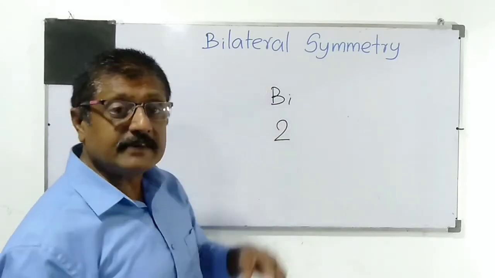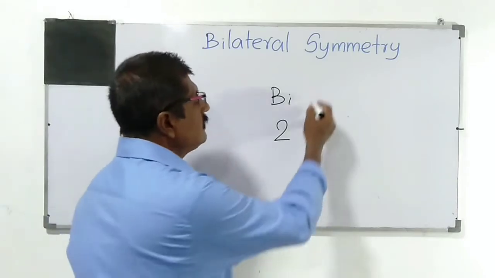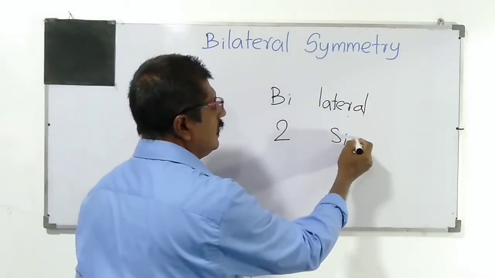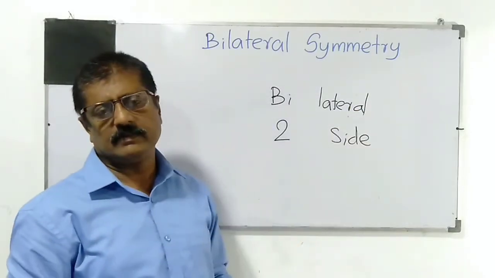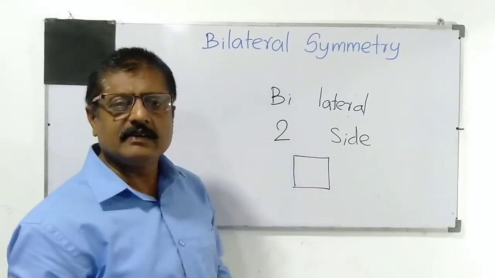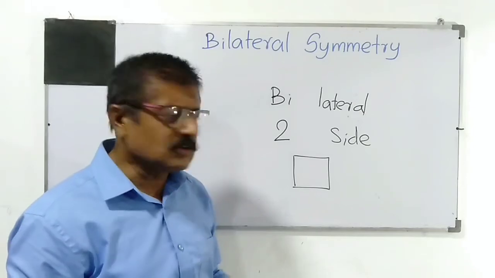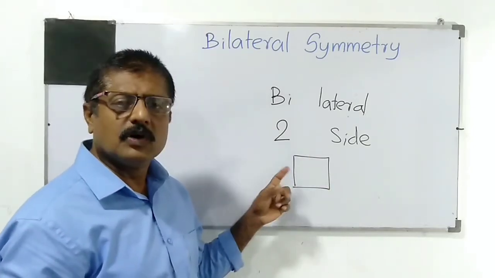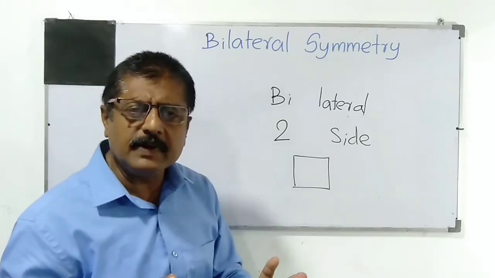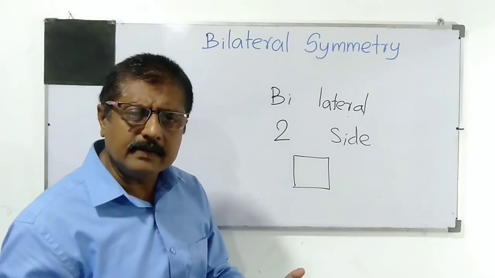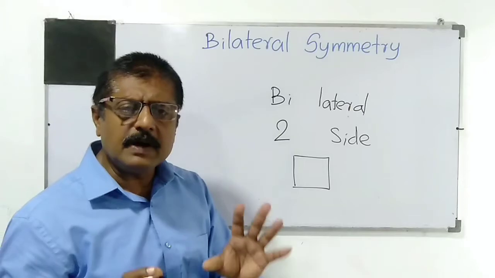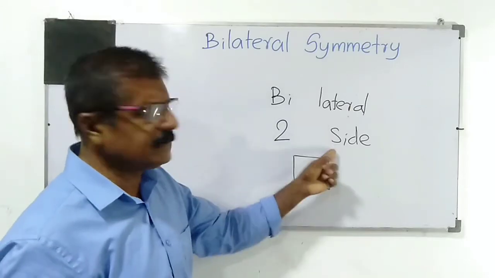Then what is lateral? Lateral is side. Lateral means side. Now how do you call this figure? This is called quadrilateral. Quadra means four. Quadruped, having four legs like that. Quadra means four. Lateral is side. Four sides. Quadrilateral. Thereby we can understand that lateral is side.